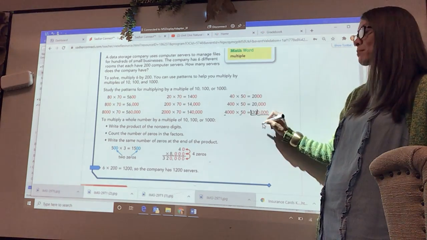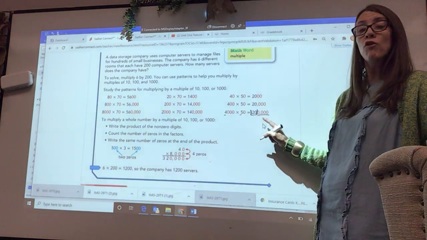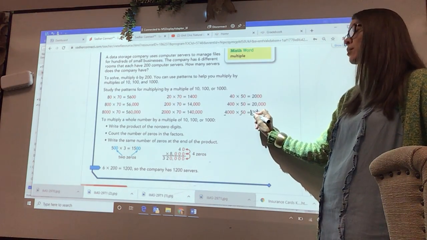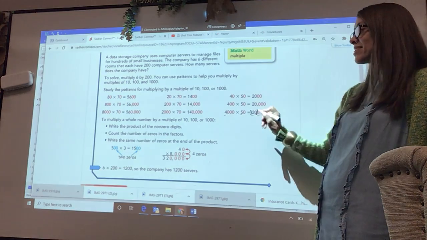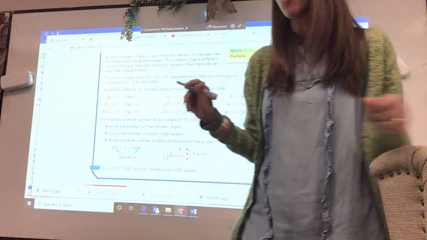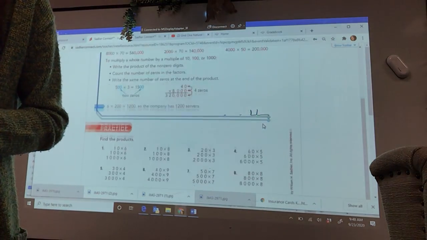This is where people make mistakes. They'll say, oh, 4 zeros. 1, 2, 3, 4. And they'll miss a zero. You have to leave the product alone and then add the zeros. Does that make sense? Yes. All right. So that's pretty quick and easy.